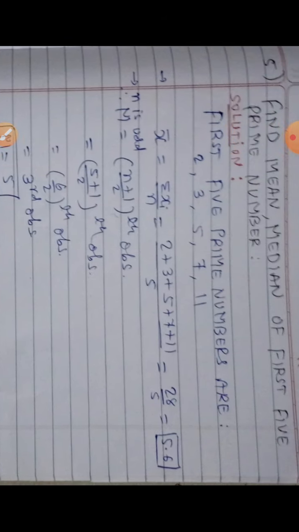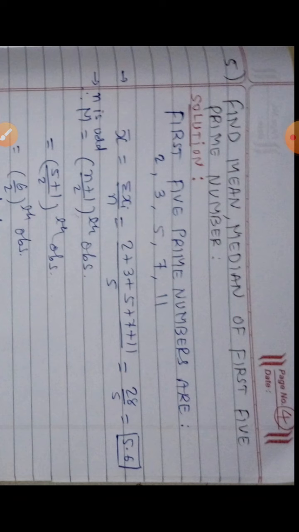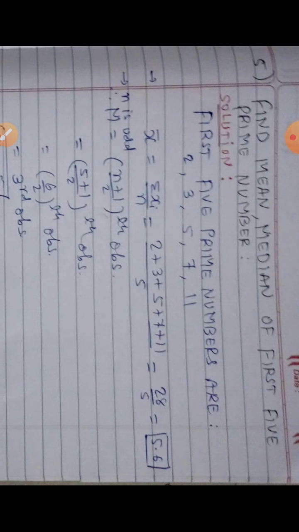Now fifth sum. Find mean and median of first 5 prime numbers. Here observations are not given but indirectly given. First 5 prime numbers, we know what a prime number is, so the numbers are 2, 3, 5, 7, 11. So x bar is equal to sigma xi upon n. Remember, you have to write the formula first of all, then only place the values, and not try to find the answer directly.